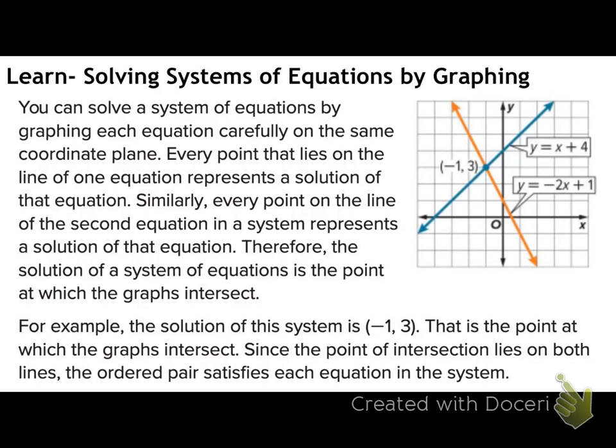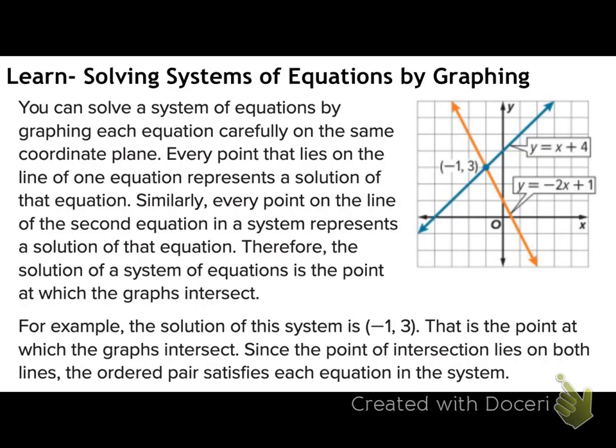You can solve a system of equations by graphing each equation carefully on the same coordinate plane. Every point that lies on the line of one equation represents a solution of that equation. Does everyone agree that every ordered pair on this blue line, if I plugged it into this equation, would make it true? That's what the graph of an equation means. Every ordered pair is a solution to that equation.